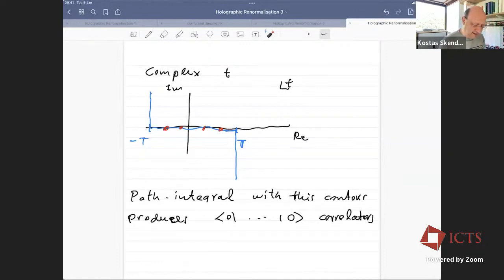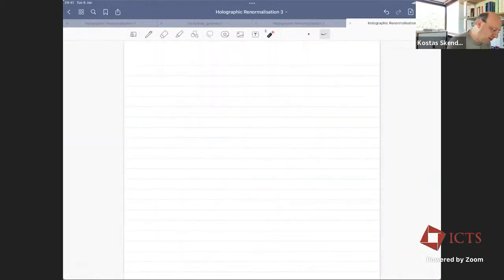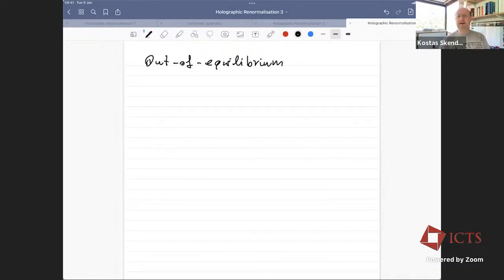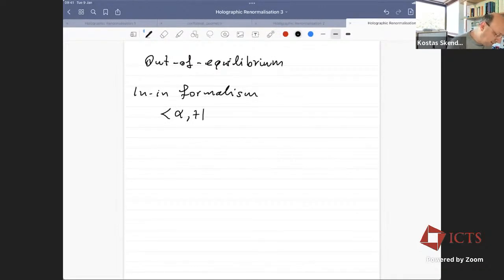Now, in general, that's in a sense what we do mostly in quantum field theory courses. But if you have a system which is out of equilibrium, in general, you're not interested in in-out amplitudes. Rather, you're interested in in-in amplitudes. So in this case, you're interested in having some state alpha at some time t, and then you may have insertions of operators, and then you want to compute the expectation value of these operators in the same state at the same time.